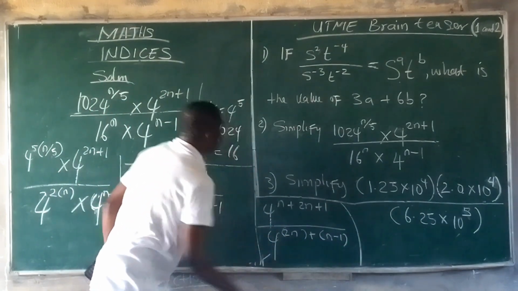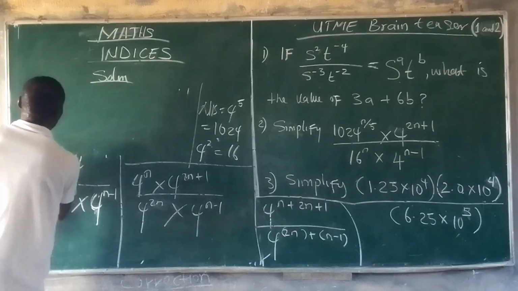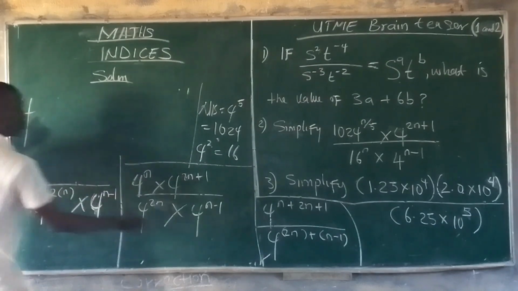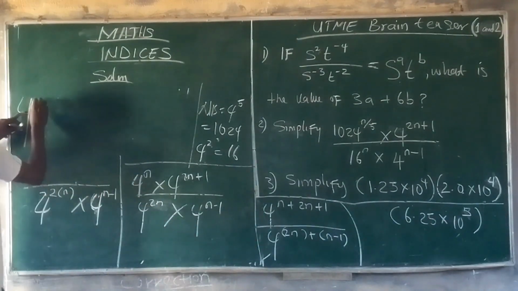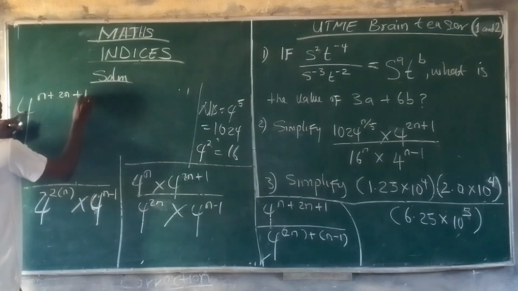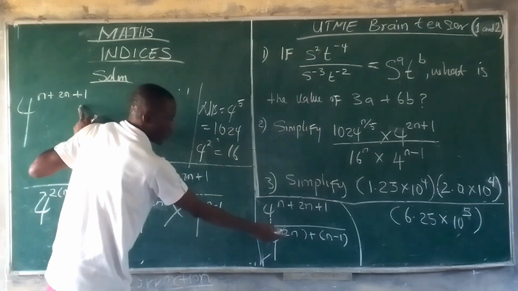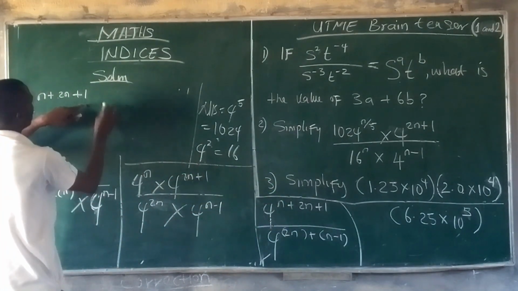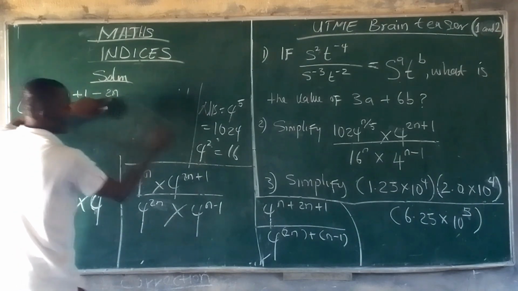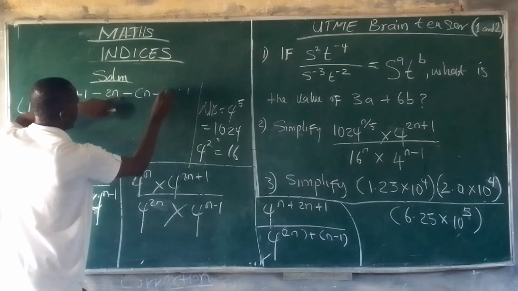Now, underneath the law of division, let me clean up the board for a space. I need a space now. Okay. Now, for the law of division, you need to know that 4, they are the same base, is equal to n plus 2n plus 1. And then, if this comes up, remember the reciprocal law, it will change to minus. It will become minus 2n. This also will change to minus n minus 1.